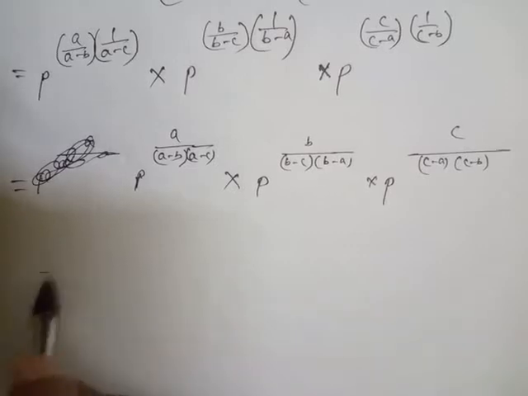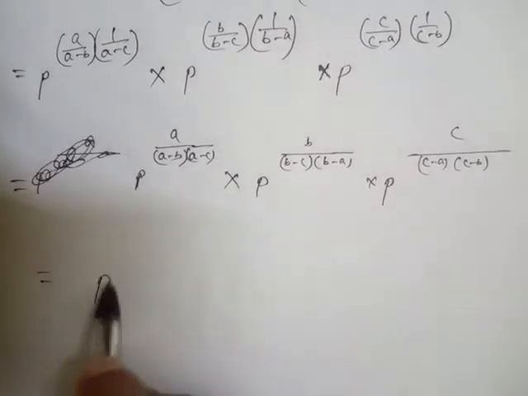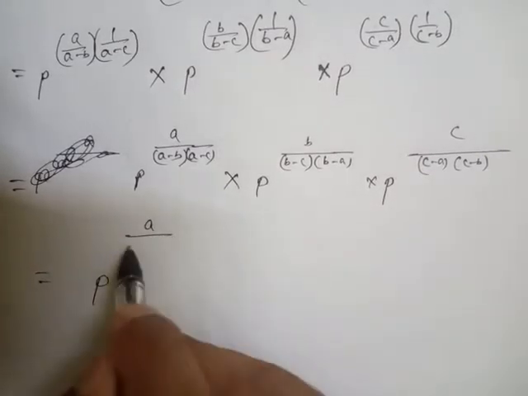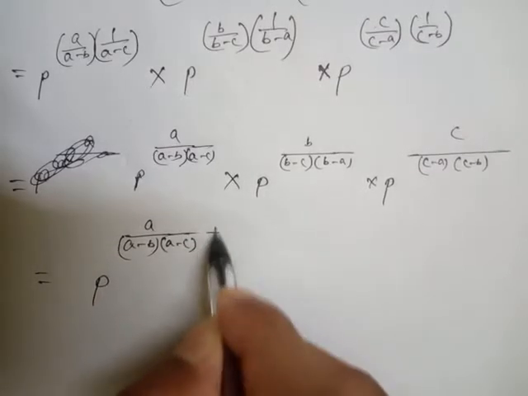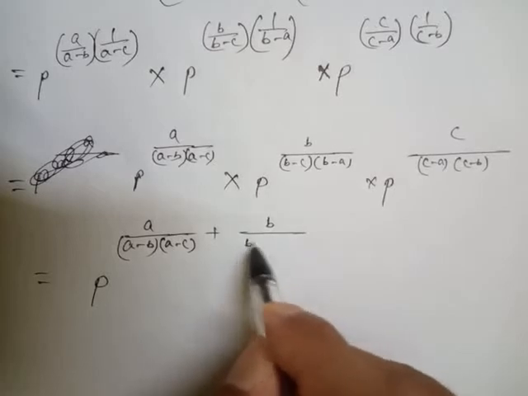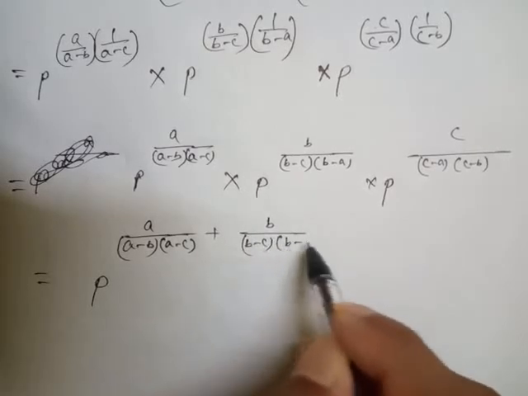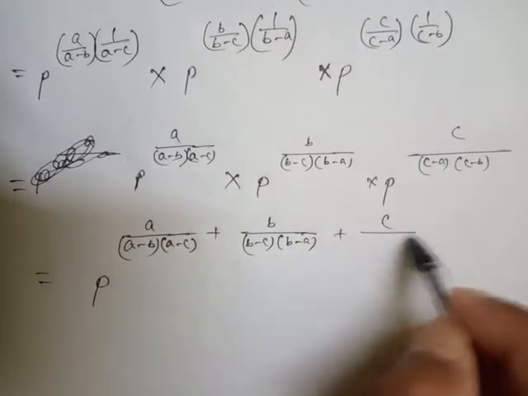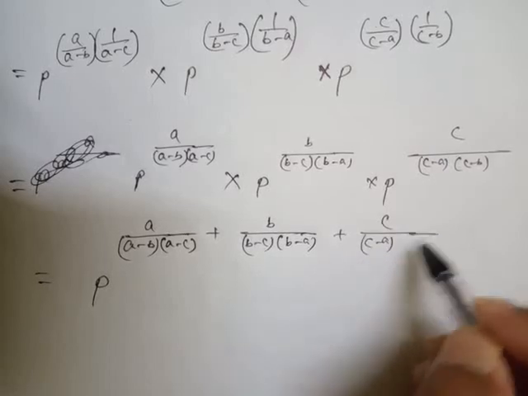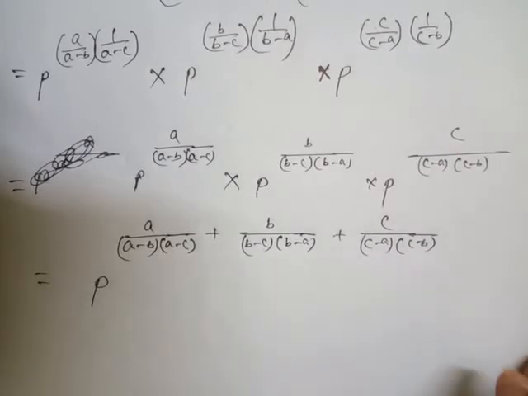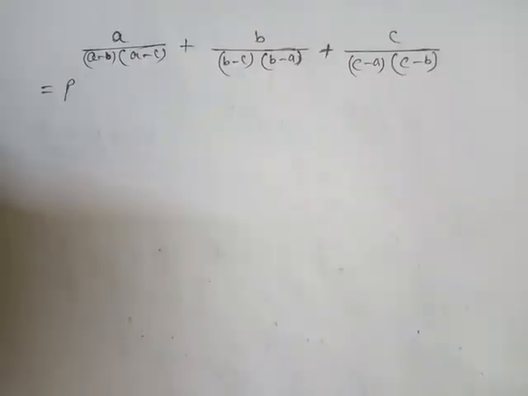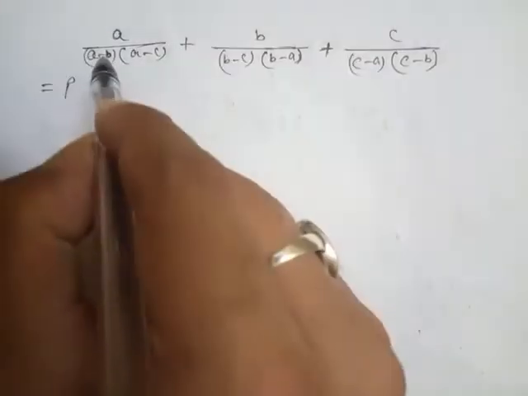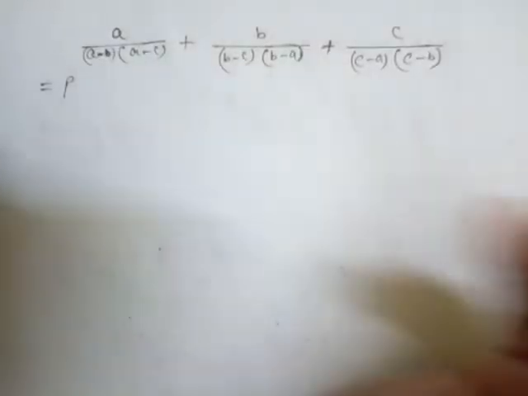Look now, since the base is the same, the powers should be added. So p to the power a by (a minus b)(a minus c), plus b by (b minus c)(b minus a), plus c by (c minus a)(c minus b). Now student, look, for solving this portion I have written this line again here.